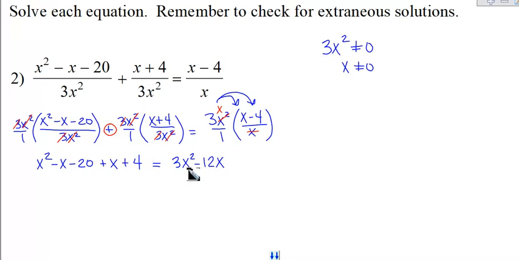I like to leave my x squared term positive, so I'm going to move things to the side where it will remain positive. I'm going to move everything to the right. Before I do this, I'm going to combine things that are alike that are already on the same side. Negative x and positive x cancel each other out, and I can combine negative 20 with positive 4 to get negative 16. Now I'll move things to the right by subtracting x squared and adding 16.